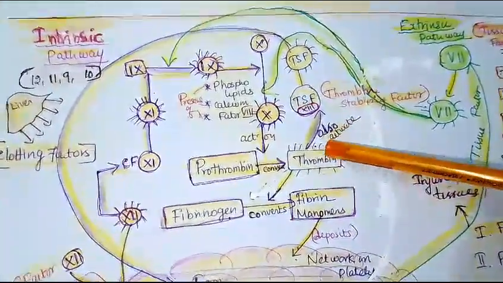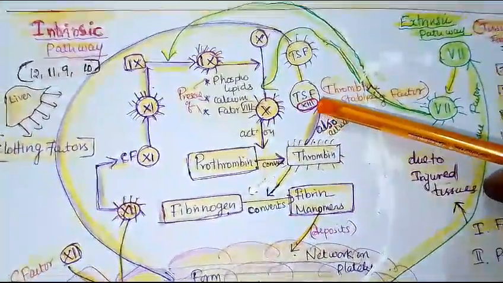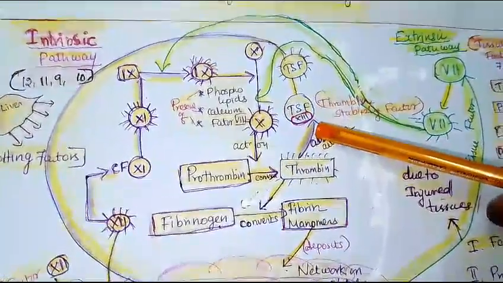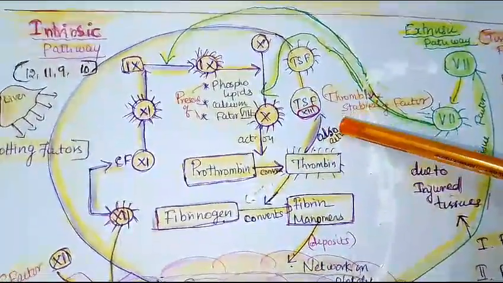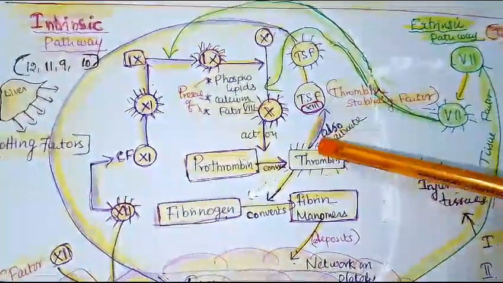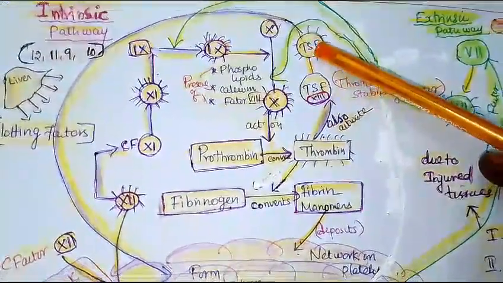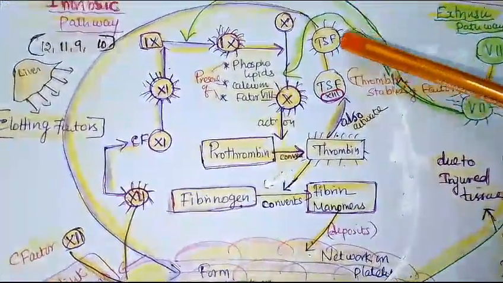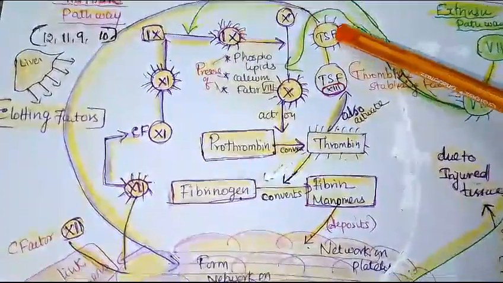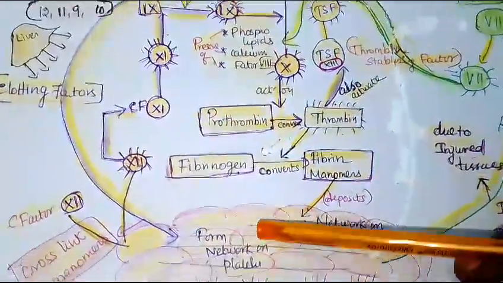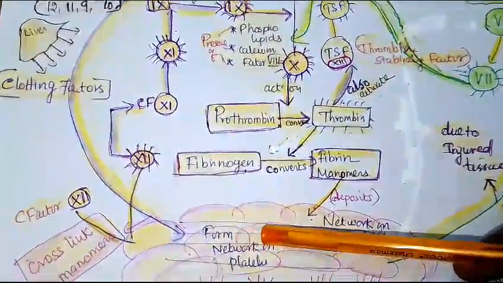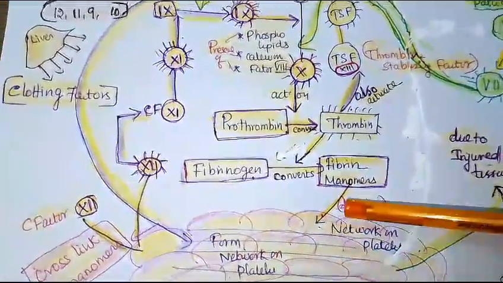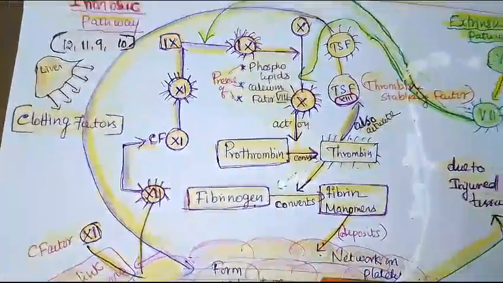This will activate factor number 13. What is this factor number 13? It is called the thrombostabilizing factor. Once activated, the thrombostabilizing factor will also produce a strong network over the platelets. So it will also cross-link the monomers that have already been deposited.